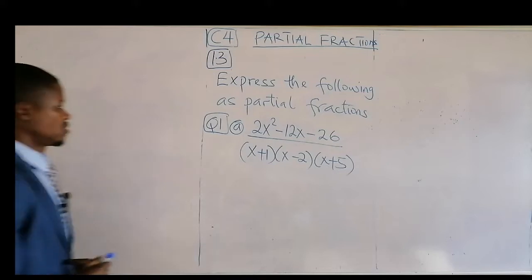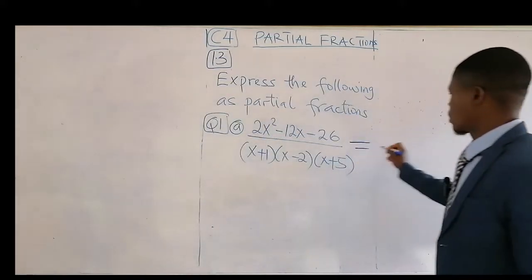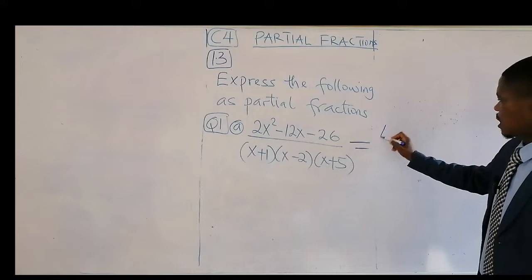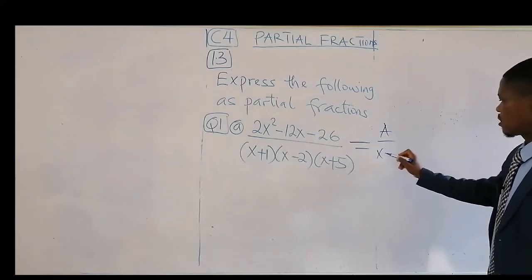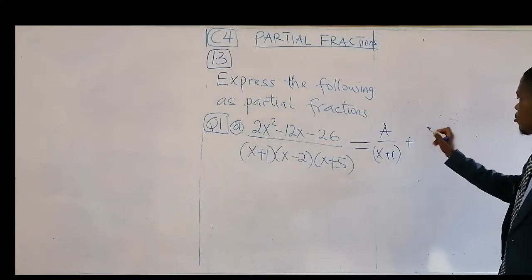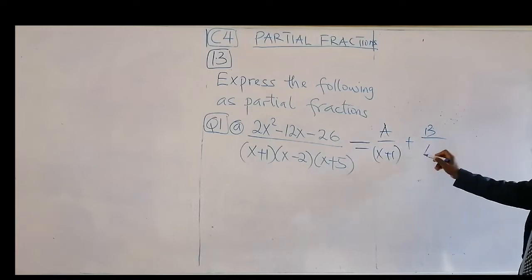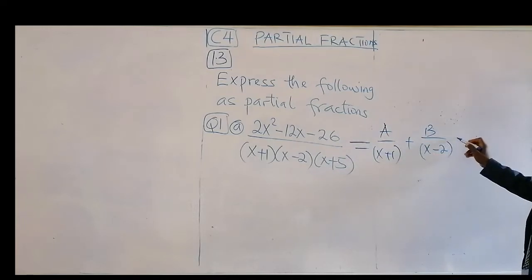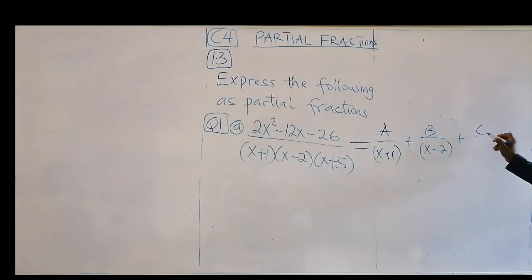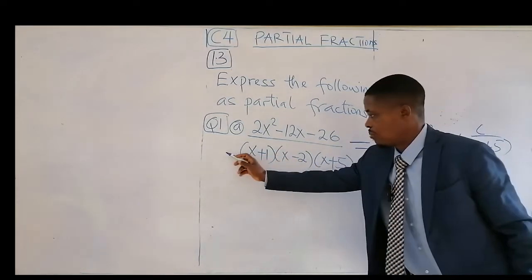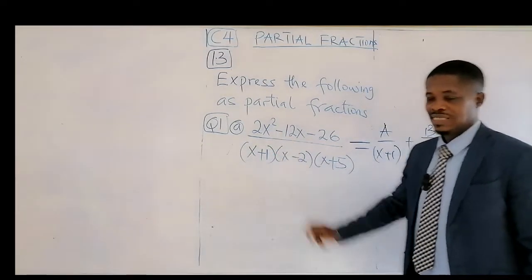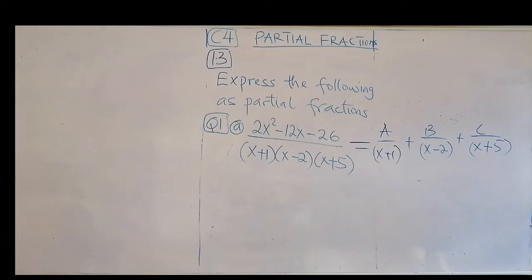It's very simple. What we do is this will be equal to A over the first linear factor, then plus B over the second linear factor, and then plus C over the third linear factor. And don't forget our sections 1.2 and 1.3, the power of the denominator is higher than the numerator. So this is what we have now.